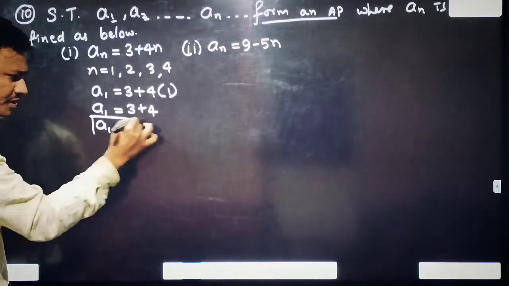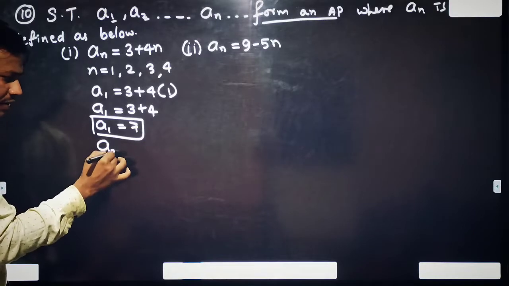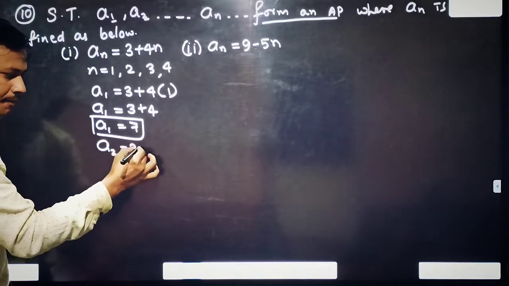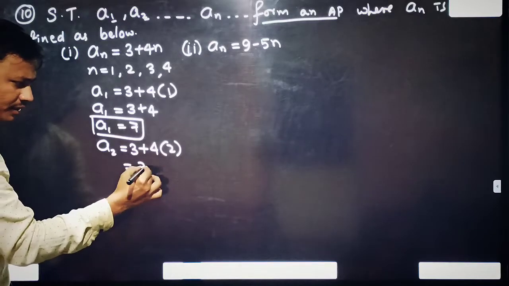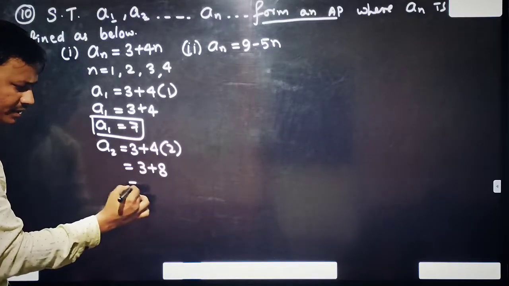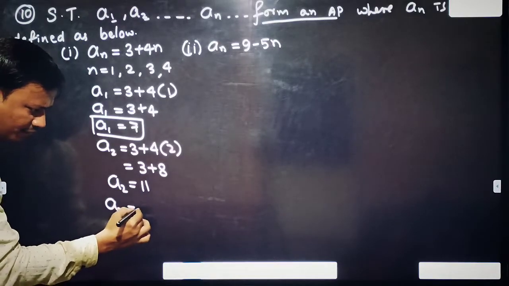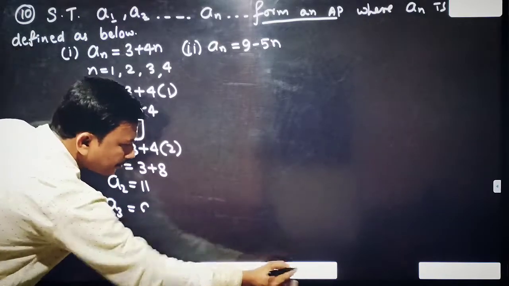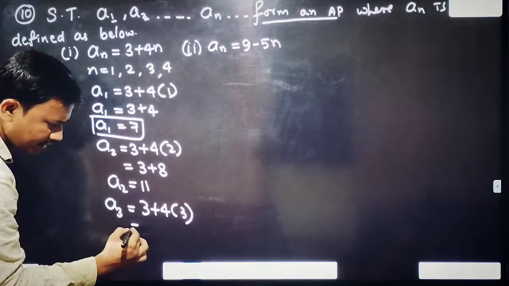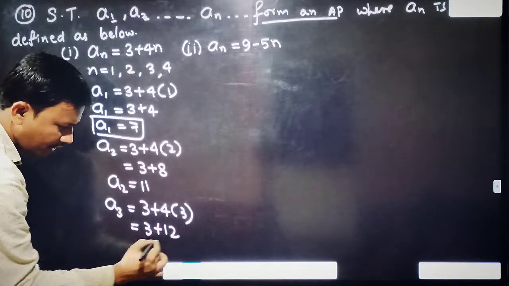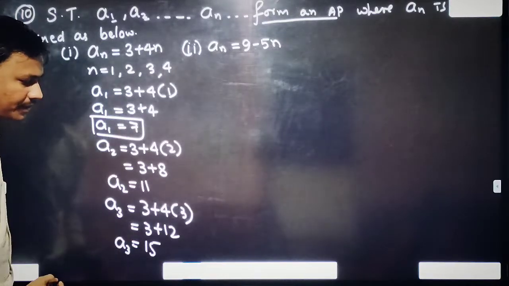We got the first term A1 or A. When n is equal to 2, A2 is equal to 3 plus 4 into 2. This is equal to 3 plus 8, which is equal to 11. A2 is equal to 11. A3 is equal to 3 plus 4 in bracket 3. This is equal to 3 plus 12, which is equal to 15. A3 is equal to 15.